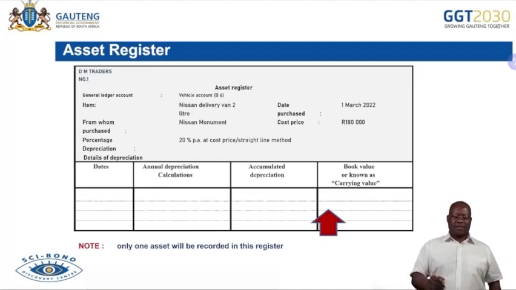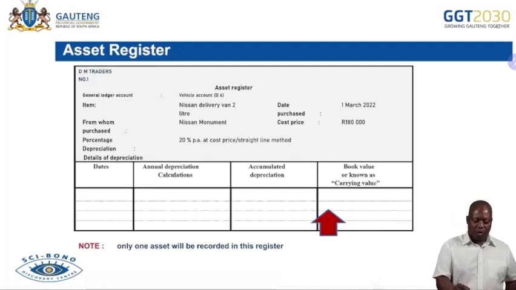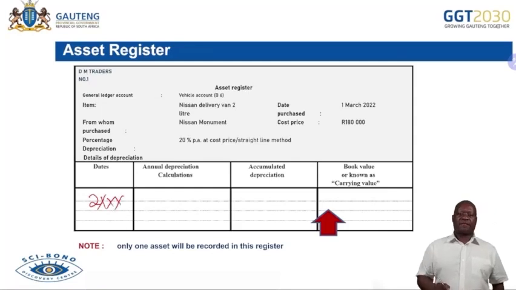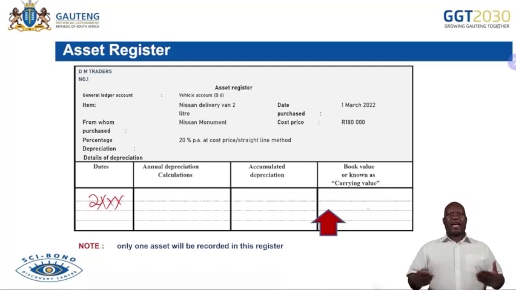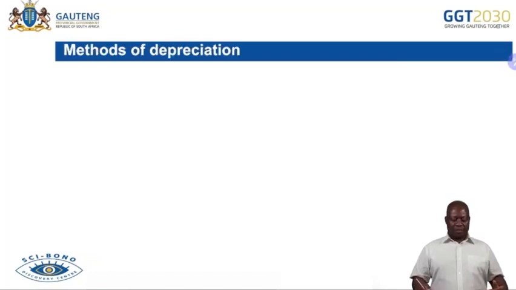And then as time goes on, we indicate the dates in this column, and also what is really taking place with this asset. How much is the annual depreciation? We calculate it here, and then the accumulated depreciation, the book value, and everything is shown on the asset register as and when it is required. So when this asset is to be disposed of, we know on the day it was disposed how much its book value was. Very important.